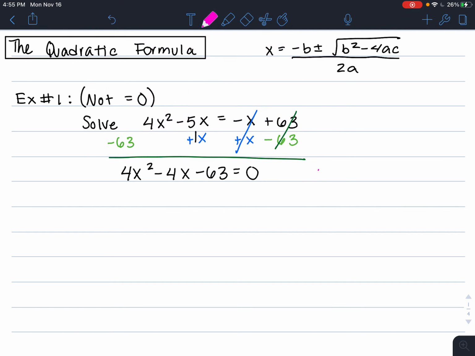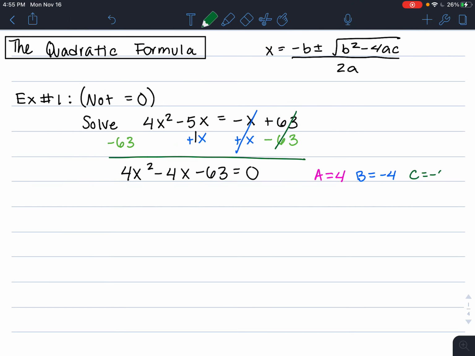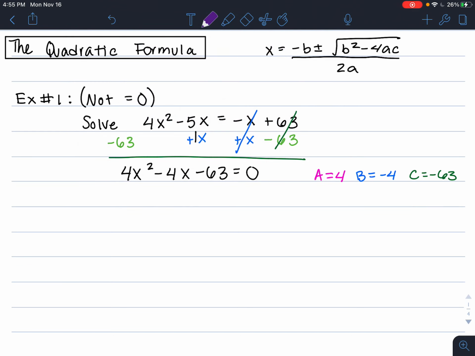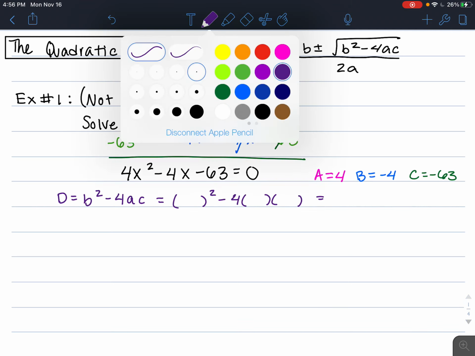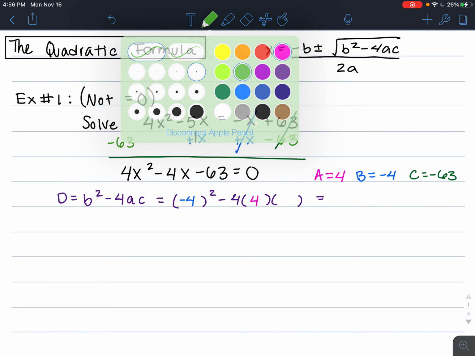So I have that my a value is 4, my b value is negative 4, and my c value is negative 63. I'm going to find my discriminant first. We'll use purple for that. My discriminant is equal to b squared minus 4ac, the stuff under the square root. So I'm going to get negative 4 all squared minus 4 times 4 times negative 63.